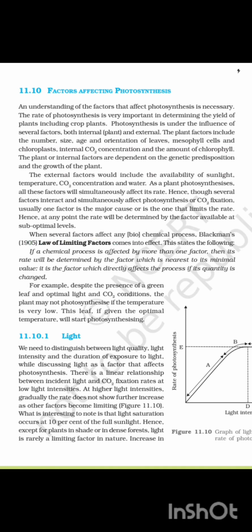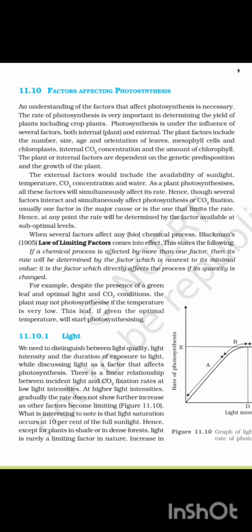When several factors affect any biochemical process, Blackman's (1905) Law of Limiting Factors comes into effect. This states the following: if a chemical process is affected by more than one factor, then its rate will be determined by the factor which is nearest to its minimal value. It is the one which directly affects the process if its quantity is changed. For example, despite the presence of a green leaf in optimal light and carbon dioxide conditions, the plant may not photosynthesize if the temperature is very low. This leaf, if given the optimal temperature, will start photosynthesizing.